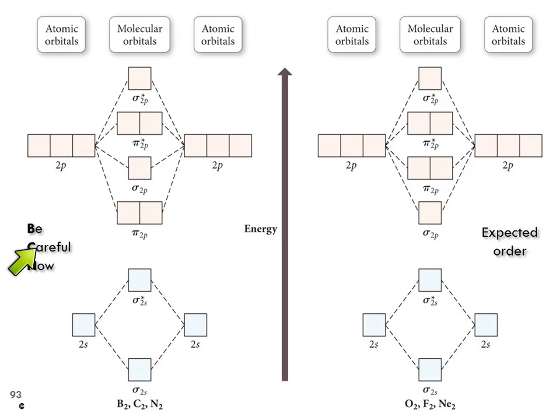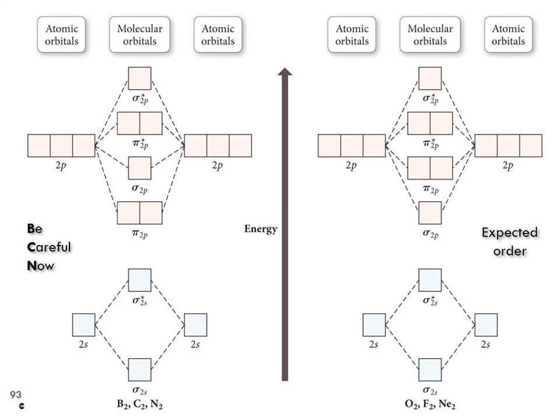Boron, carbon, and nitrogen do not do what we expect. And so that's why we say, be careful now. We have to do these guys a little differently. So there's a flip in the order here. The sigma and the pi have switched. So this is like one of those Sesame Street things. What's the difference between these two pictures? These two have switched order.